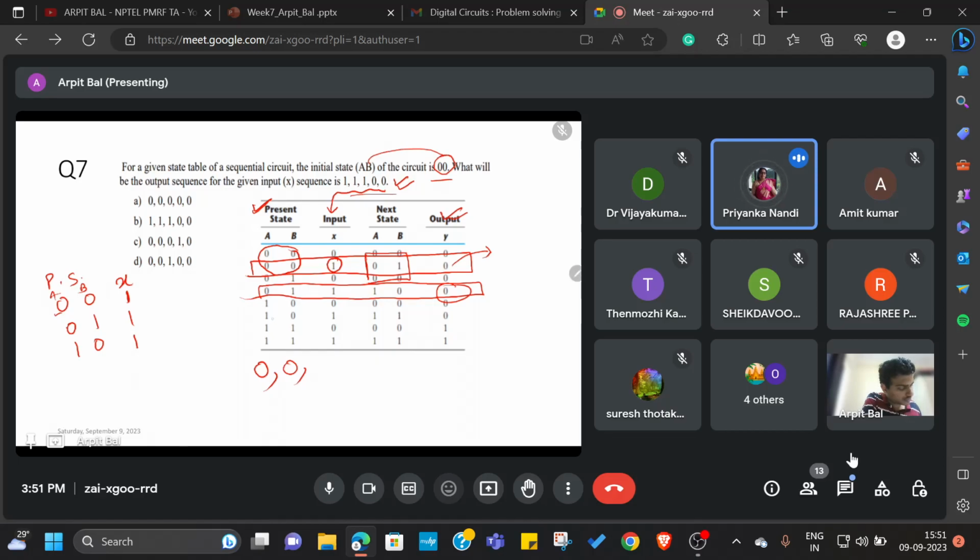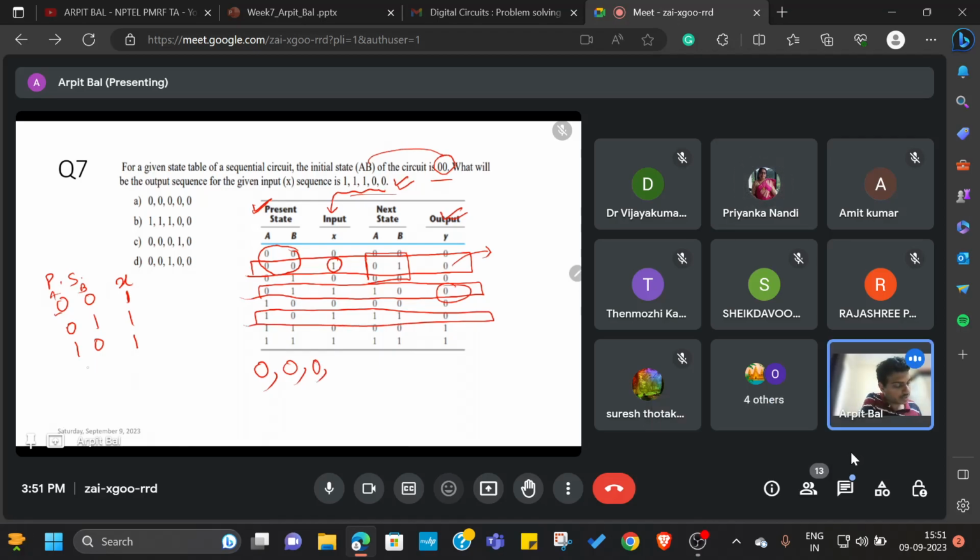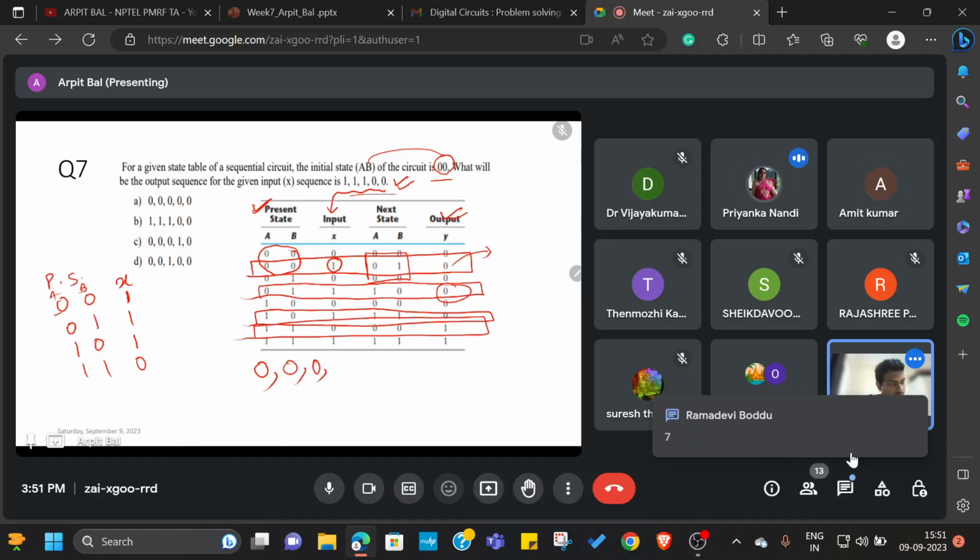Next to next. Okay, next to next. Correct. So the output is again 0. Okay. And what is my next state? 1 1. What is the input? 0. Correct. So which one should I choose? The next one. Okay. The output is 1.